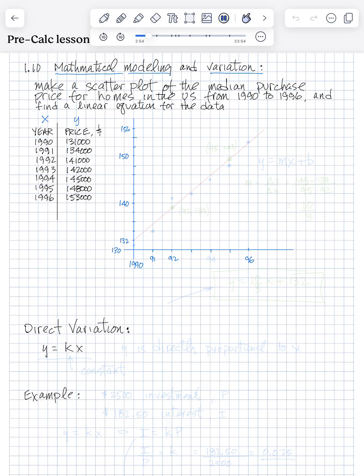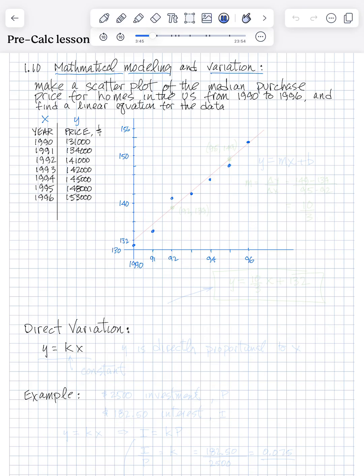Okay, the first one, 1990, 131. So that's going to be right here. 91, 134. Here's 134. 92, 141. So it's going to be here. 93, 142. 94 is 145. So here's 94. 145 is right there. 95, 148. Here. 96, 153. So right there.